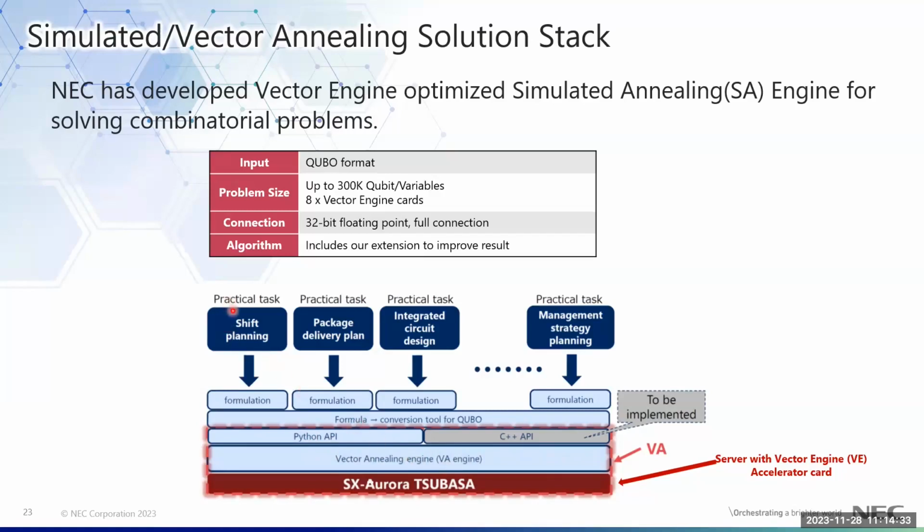Going from top down, you have a use case that might be shift planning, package delivery plan, or integrated circuit, whatever your use case is. You formulate it, and then you use your formulation to convert it to QUBO. The QUBO is provided to the Python API. The Python API speaks to the vector annealer. The vector annealer runs on the vector engine, and that's how you get the answer. So the input has to be QUBO. Problem size can be up to 300,000 qubits if you are using 8 cards, and the connection is full. And the algorithm is basically provided like in here.